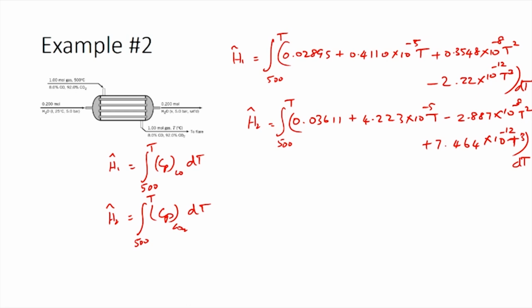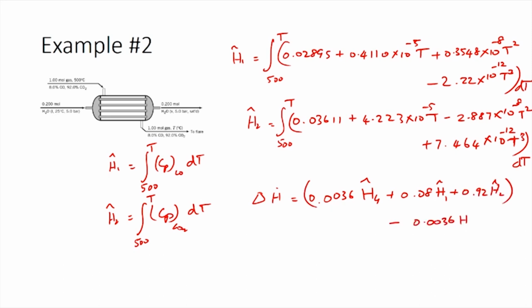Now we can calculate delta H dot as 0.0036 times H4 cap plus 0.08 times H1 cap plus 0.92 times H2 cap, minus 0.0036 times H3 cap. The first term, in the brackets, is the enthalpy of the outlet streams, and the second term after the minus is the enthalpy of the inlet streams.